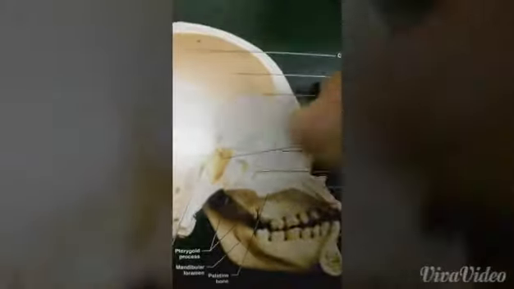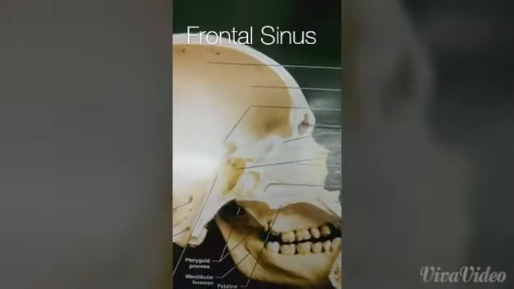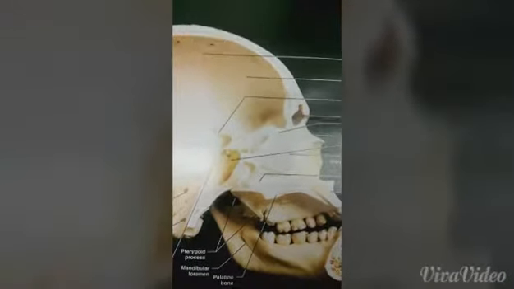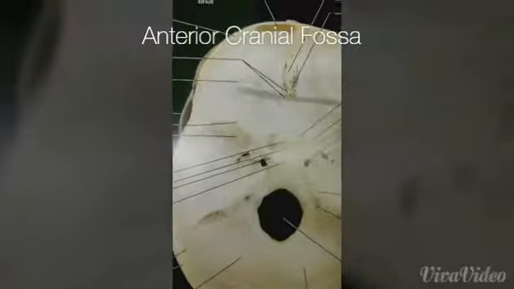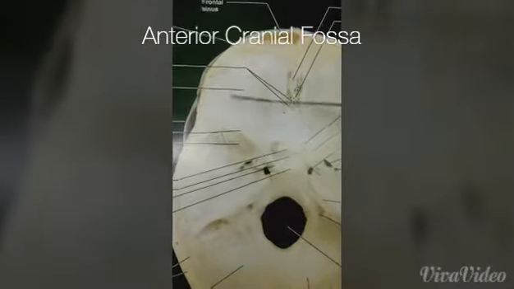Also part of the frontal bone is the frontal sinus, which is this part right here, and also the anterior cranial fossa lies right in the frontal bone as well.